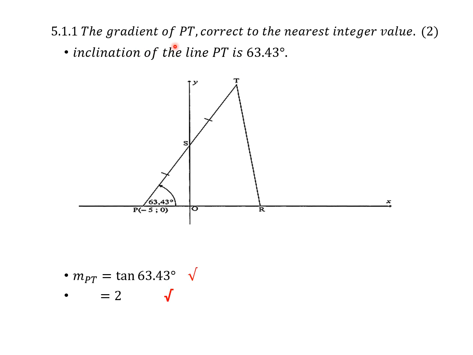So, the gradient of PT correct to the nearest integer value. The inclination of the line is 63,43, so the gradient of PT equals tan of 63,43. Punch that in the calculator, I get 2. One mark for the correct formula, another mark for the answer, so there are 2 marks. The gradient of PT equals 2.